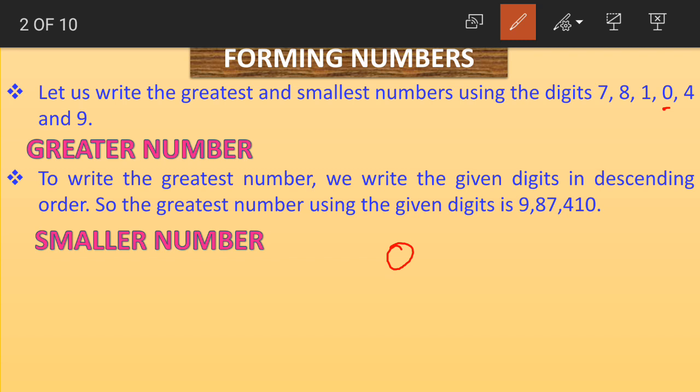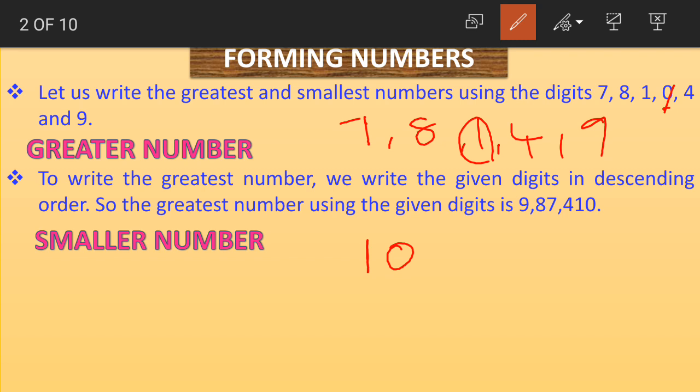Now what should we write before 0? We should write the next smallest number. We've written already 0, so we are remaining with 7, 8, 1, 4 and 9. Now what is the next smallest number? 1 is the next smallest number. So we write 1 before 0.